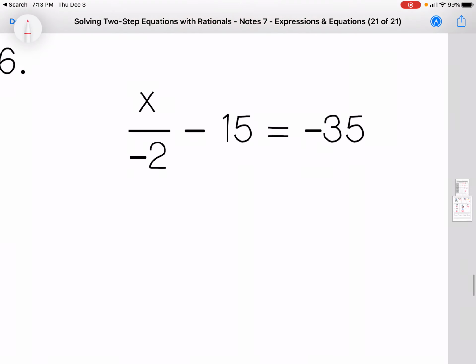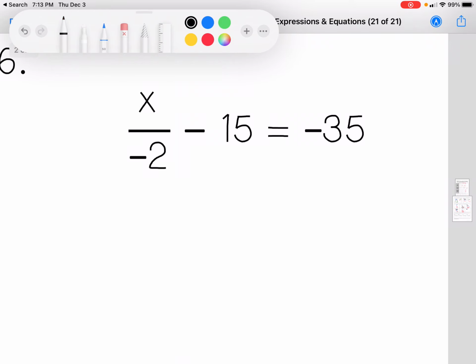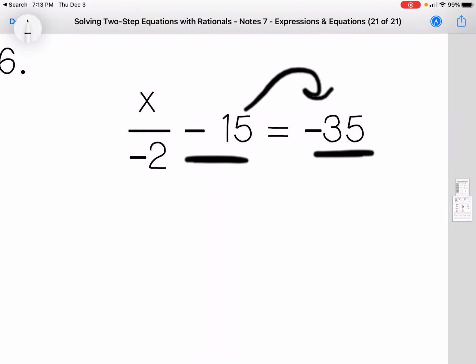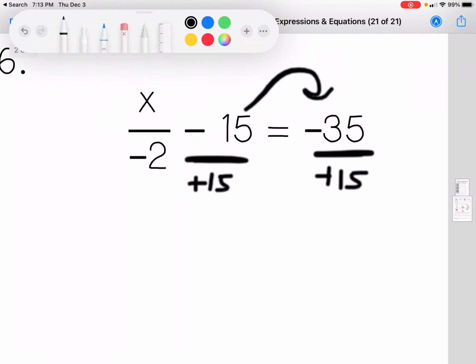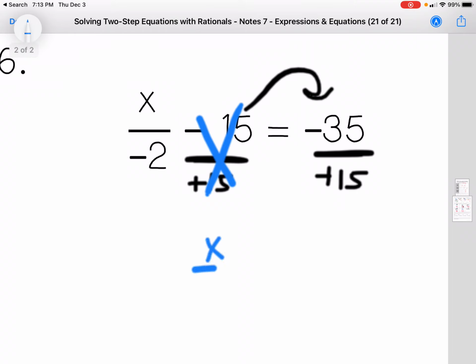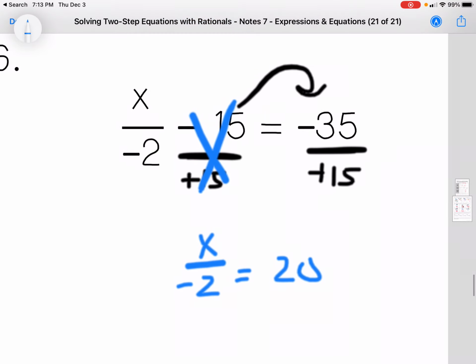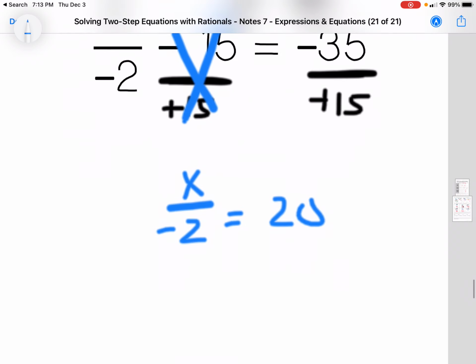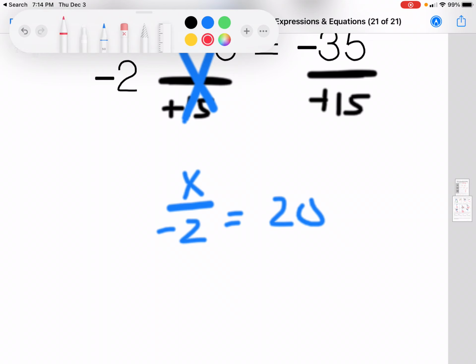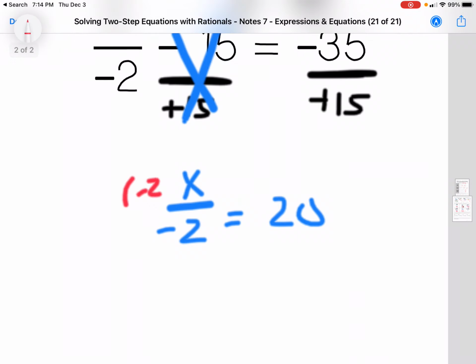All right, and the last one, or not the last one, but the second to last one. Like terms, take negative 15 to the other side. How do I do that? Add 15 to both sides. Those cancel. I'm going to be left with x over negative 2 equals 20. I'm going to multiply by negative 2, and I'm going to be left with x equals negative 40.